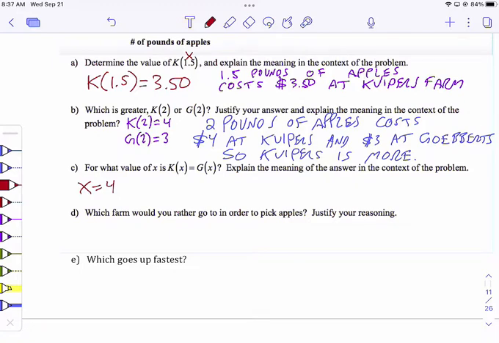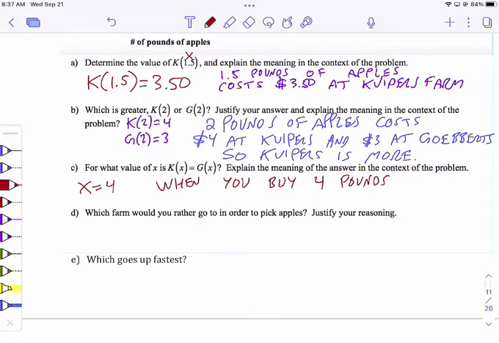Then it's explain the meaning of the answer in the context of the problem. When you buy 4, and again, watch what you say here, because sometimes people say, when you buy 4 apples, it's 4 pounds.